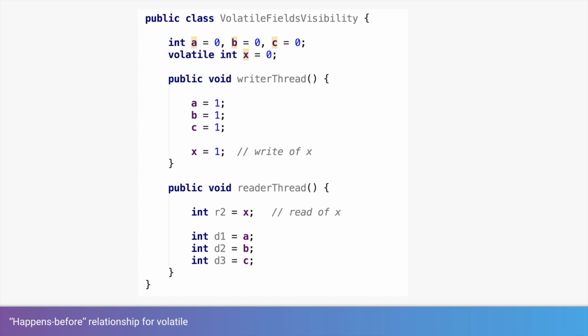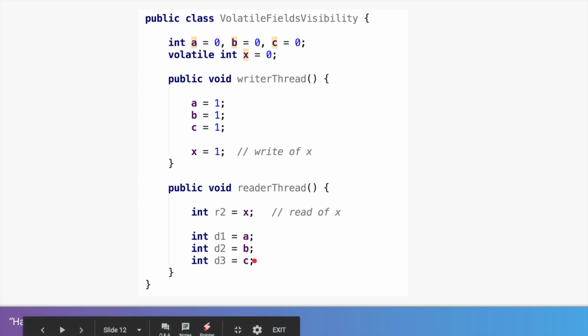There's one more concept here, and that concept is called the happens-before relationship. Let's say we have the same example as before. We have x, the value of x is being written as 1, and here in the reader thread method we are reading the value of x and putting it into R2. Let's say we have three other variables which are not volatile, they're simple regular variables, and we are setting their values a, b, and c as 1. And here, after reading the value of x, we are reading the values of variables a, b, and c.